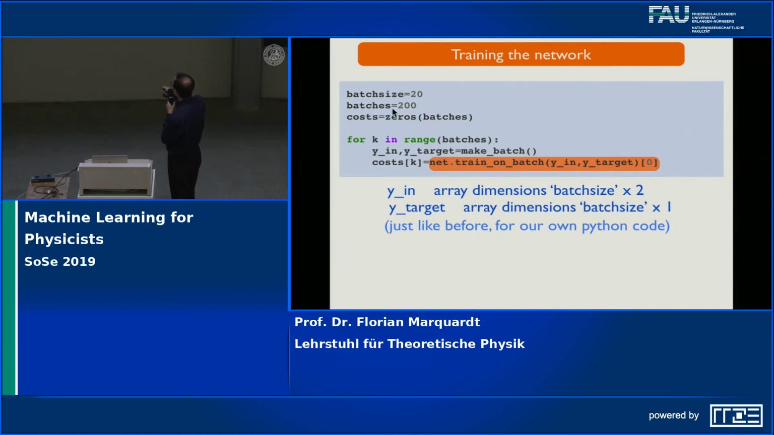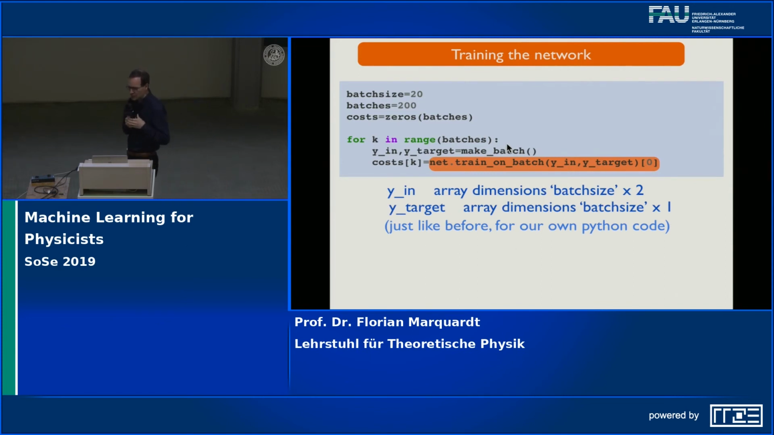So now I would specify, for example, the batch size and the number of batches. I like to keep track of the cost function during the training, so I initialize a Python array with zeros that has the length 200 in this case. And now I just loop through all these 200 batches. Each time I produce for myself a pair of input and target. The input value is, say, a randomly placed point on this two-dimensional space in the case of the image learning that we just did. And the target would be the value that my network in the ideal case would produce if it were properly trained. I am assuming here that this make batch routine returns them.